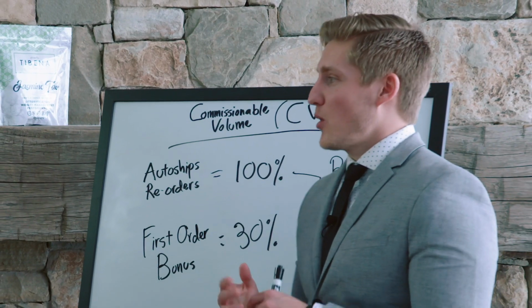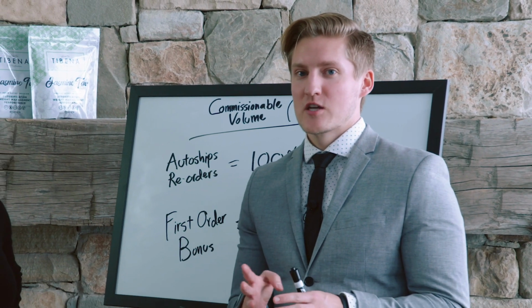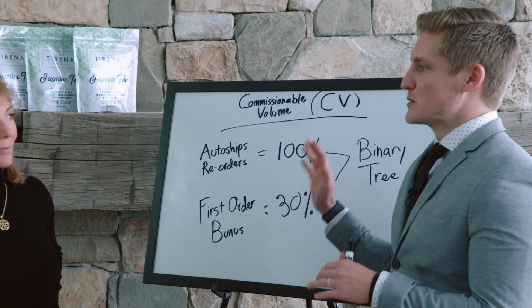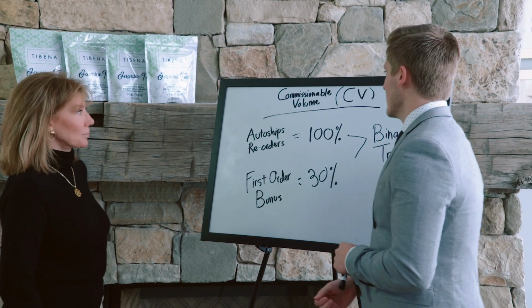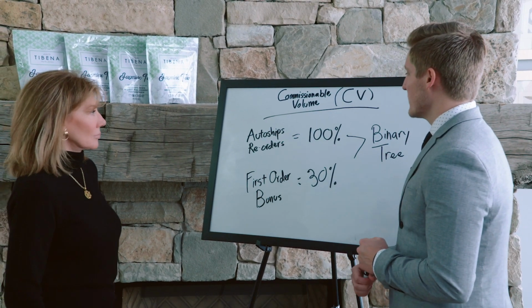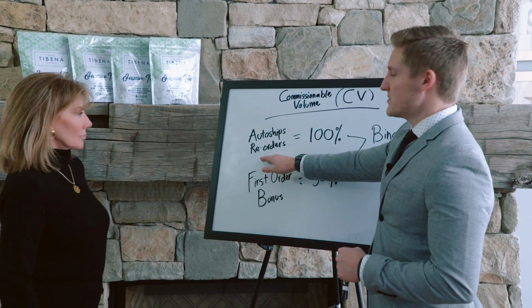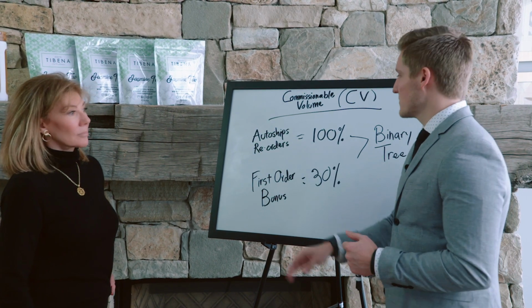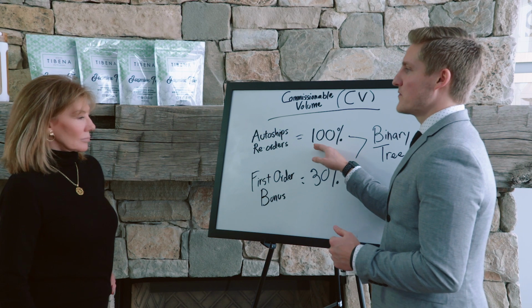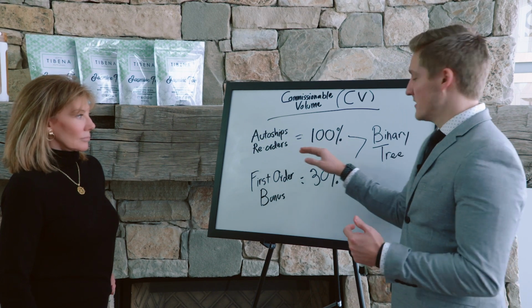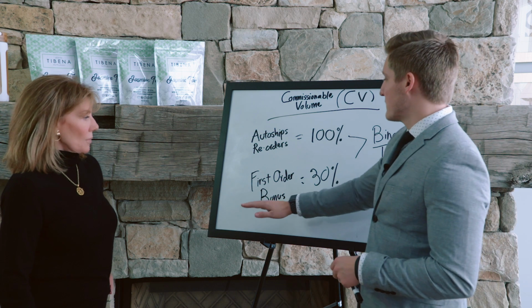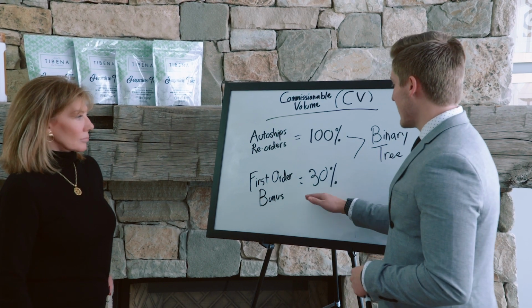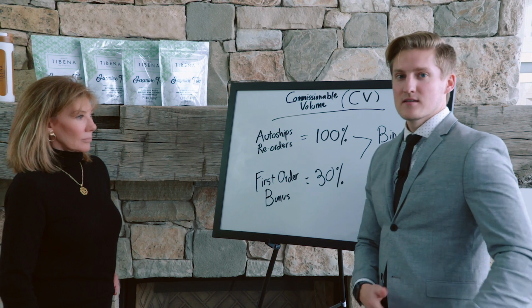Now that we've learned what qualifying volume and commissionable volume are, we're going to see how our commissionable volume plays into our binary tree. We can see auto ships or any reorders from customers as well. We take the commissionable volume for that order, and 100% of it goes into the binary tree, either the right or left leg. And for first order bonuses, 30% of that CV goes into the tree.